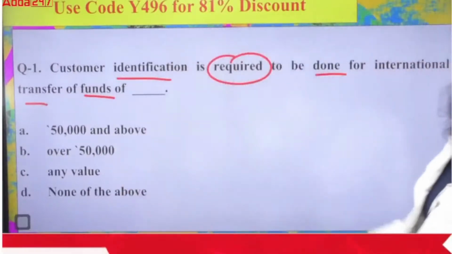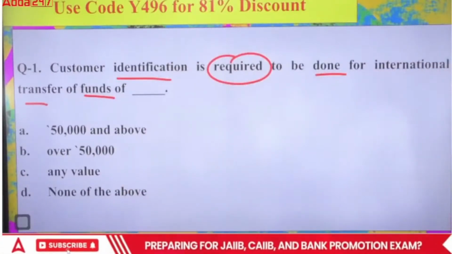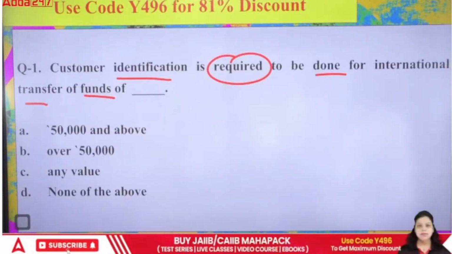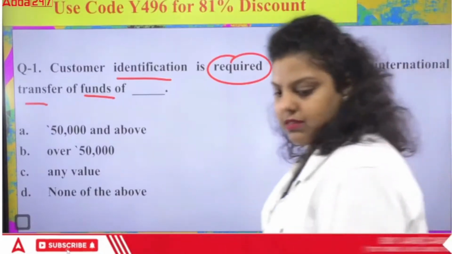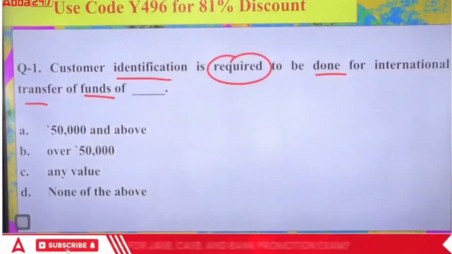For 50,000 and above amount, you have to do that. Over 50,000, you have to do that. Any value that is available for the international transfer, or none of the above. A, B, C, or D. Which of the following is correct?